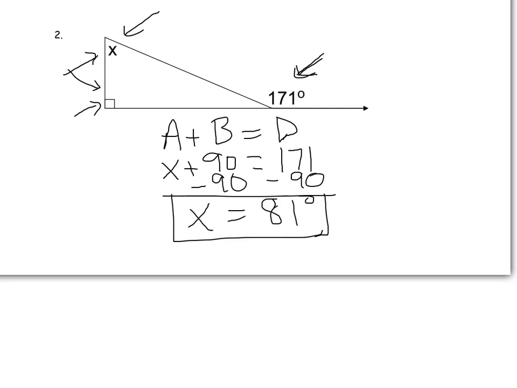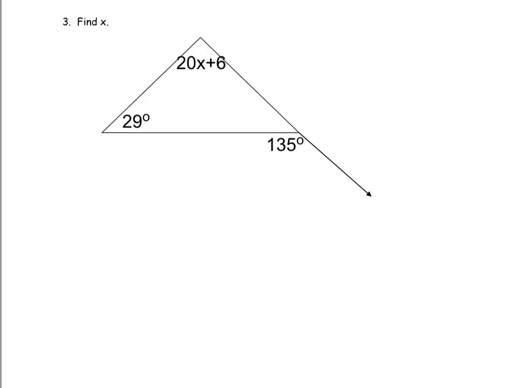Okay, let's flip to the back and look at the example on the back. Alright guys, looking at example 3, we need to find X. If you notice, we have an exterior angle of 135, and our two remote interior angles are 29 and 20x plus 6. So we have a couple of options of how to go about this problem.